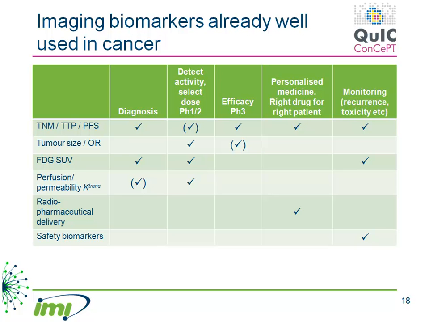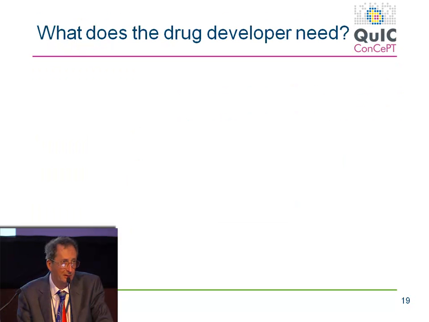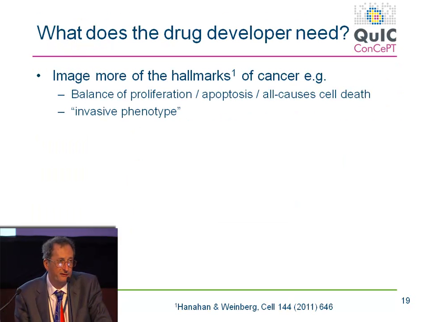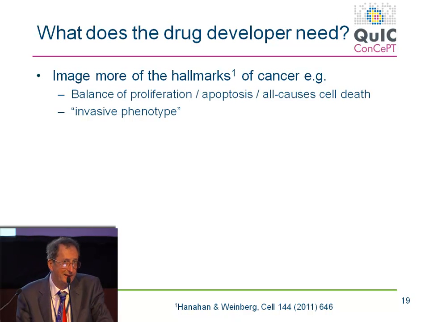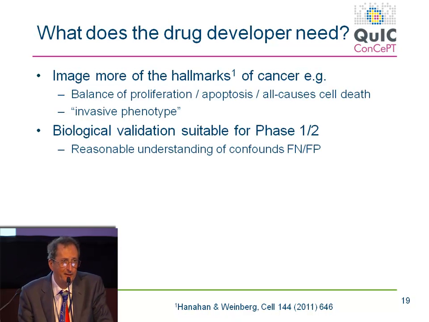And this is where our project comes in. We need imaging biomarkers to cover more of the 11 hallmarks of cancer, not just the Warburg effect and angiogenesis. In particular, we want to focus on proliferation, apoptosis, all causes cell death, and the invasive phenotype. We want to understand enough about the biomarkers that we can use them in early phase drug development to make go, no-go decisions, to show that we've got our efficacy and to make the case for going into phase 3.